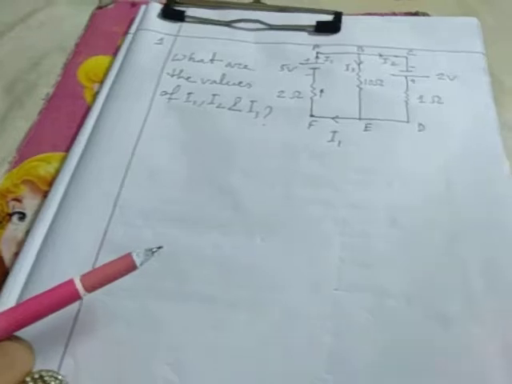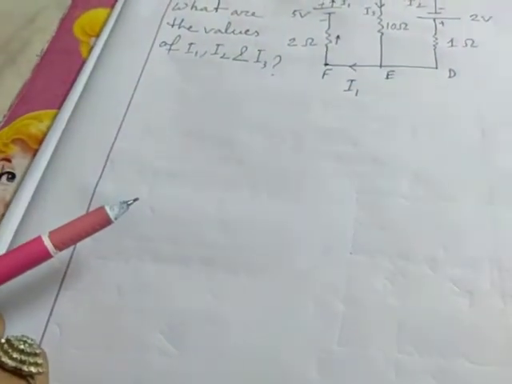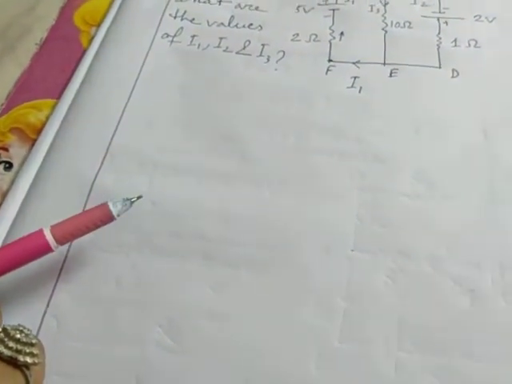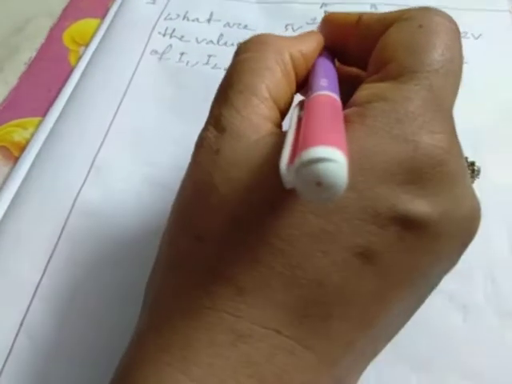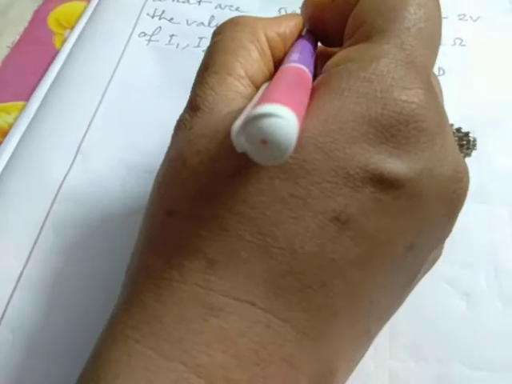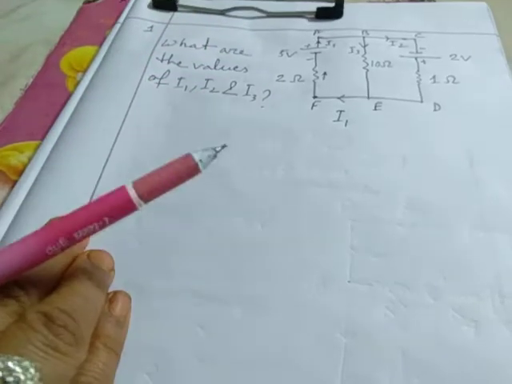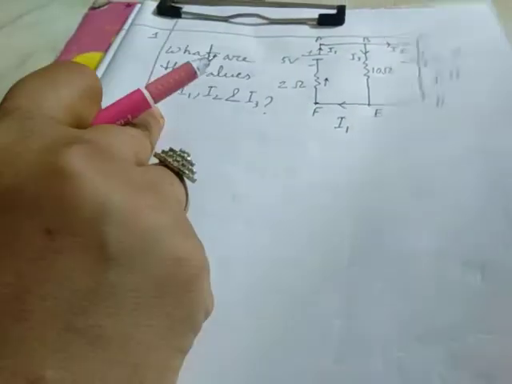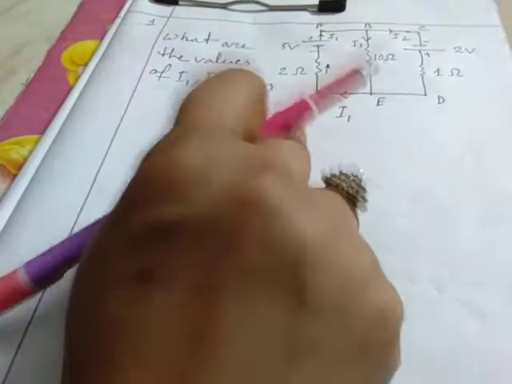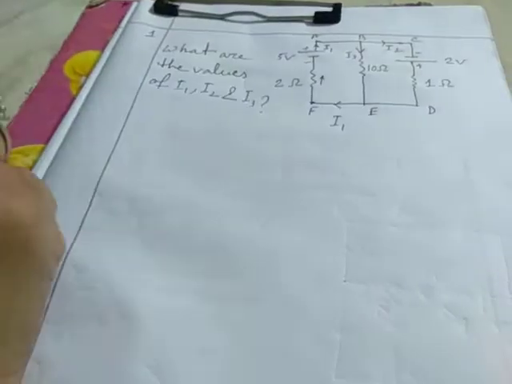So you have to remember one thing: where is the maximum battery voltage that runs the main current. So maximum battery voltage is where? Here 5 volt, and here is 2 volt. So the main current will run from this battery source. Okay, so always remember that where there is maximum battery voltage, that runs the main current.